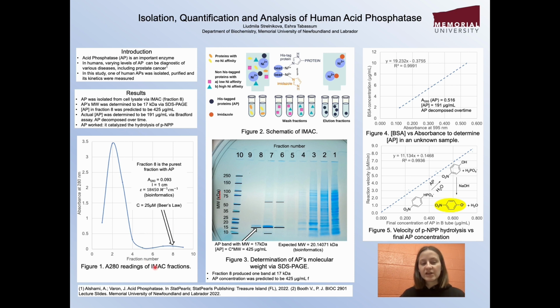So from this experiment here, we can see our elution fractions, and the fraction with the highest absorbance is the fraction with the purest acid phosphatase. And we determined that that for us was fraction 8.